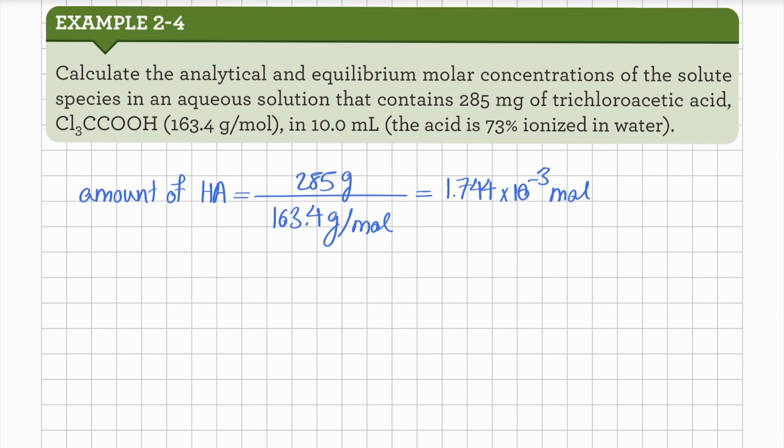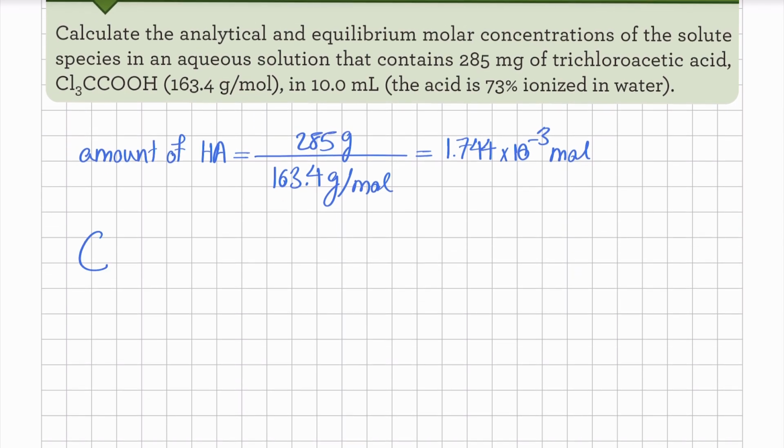That's fine. Now that we have the amount of the acid, we can easily calculate the molar analytical concentration of the acid. So C_HA is going to be 1.744 times 10 to the power of minus 3 moles of acid divided by 0.01 liters. This is going to give us 0.174 molars, or 0.174 moles per liter.